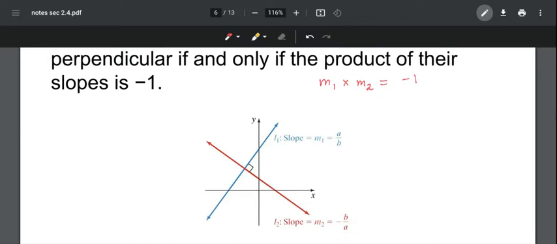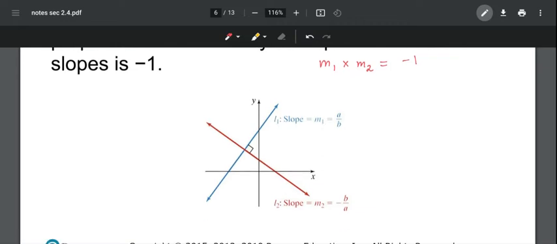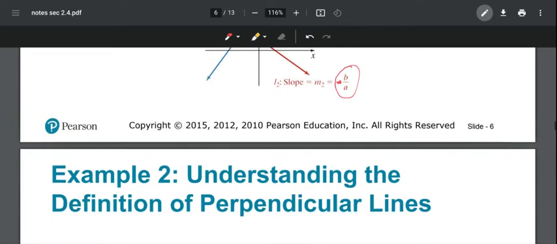So what does that mean about the slopes of the two lines? You see line 1 has a slope a over b. Line 2 has a slope b over a with a negative sign. So two lines will be perpendicular to each other if their slopes are opposite reciprocals. We see the reciprocal of a over b is b over a. Opposite means one slope will be positive, excuse me, the other slope will be negative.